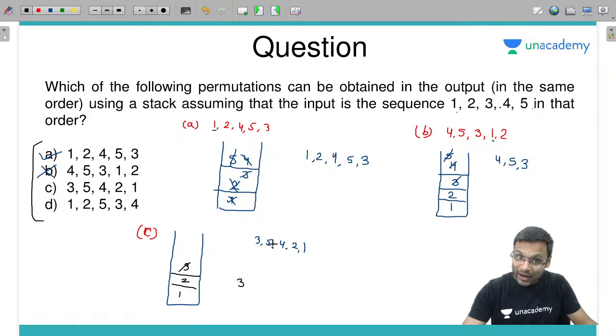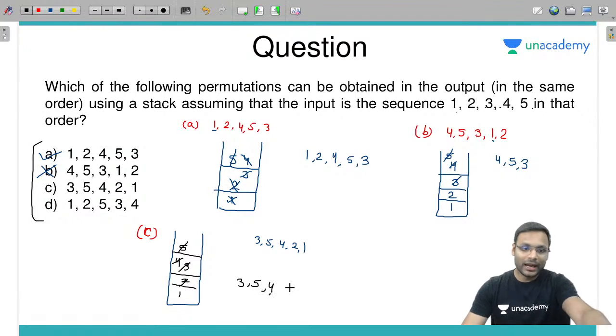Now you want 5. How can you get 5? First of all, up to 5 you insert. So 4 insert कराया, 5 insert कराया. Now pop 5. Done. Next you want 4. Yes, I can pop 4. Next you want 2. Yes, I can pop 2. And next you want 1. I can pop 1.